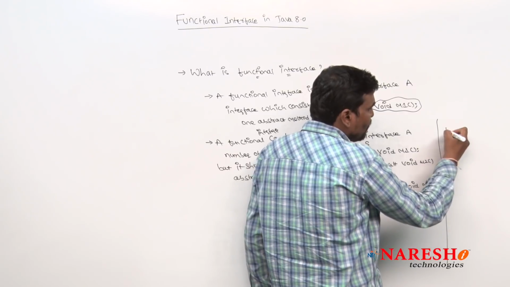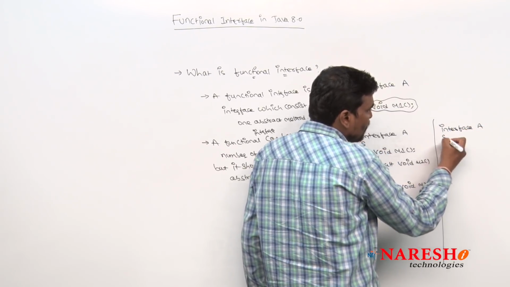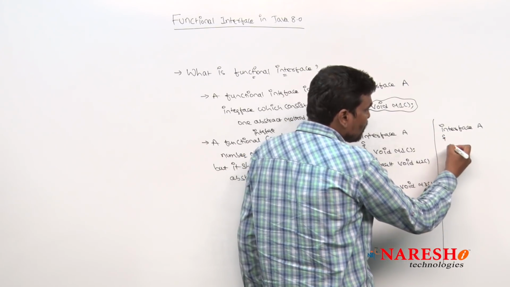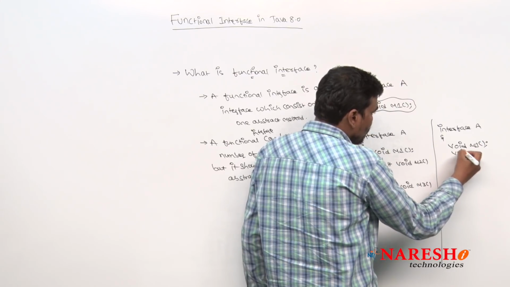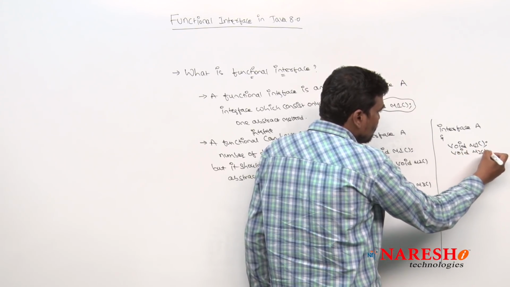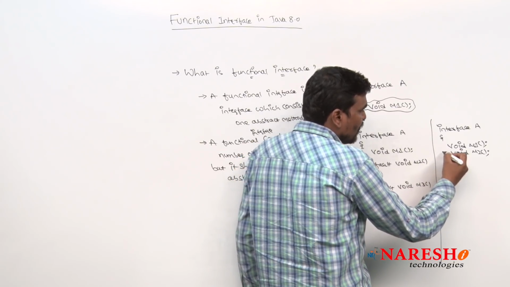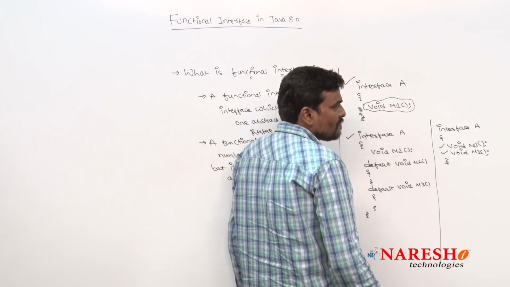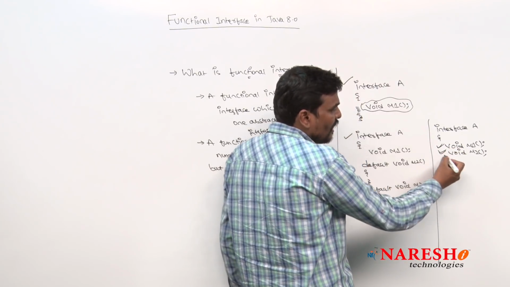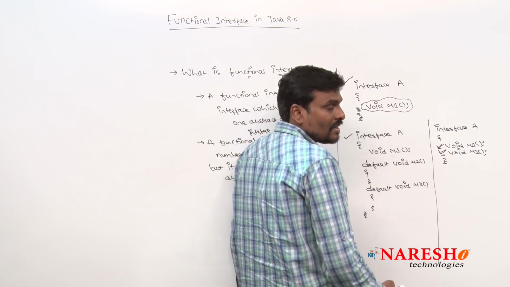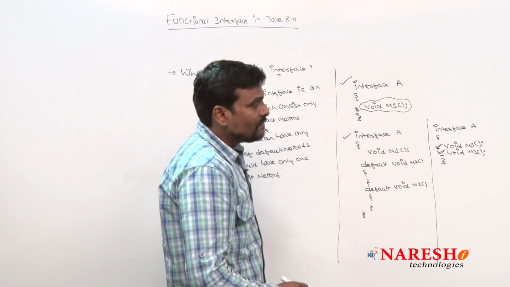But if I am writing an interface A, and inside this interface I write void m1 and void m2, then this is not called a functional interface because it has more than one abstract method. So I cannot call this a functional interface, because a functional interface contains only one abstract method.